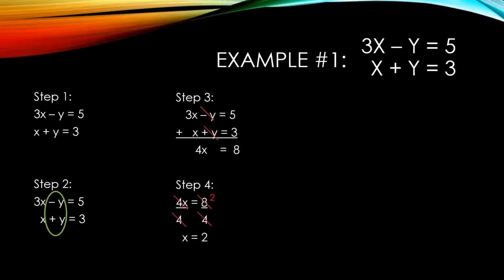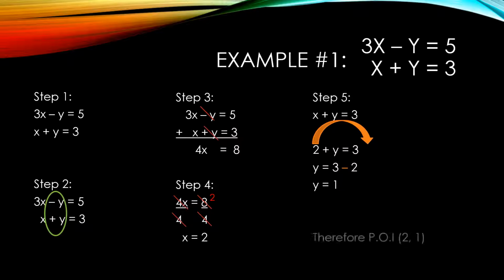Step number 5, finally, now that we know that x = 2, we're going to select one of the two equations. I'm selecting the second equation, x + y = 3, and instead of x, I'm going to replace it with 2. I'm going to move the 2 over to the right-hand side of the equal sign, and I'll have y = 3 - 2, which is y = 1. Therefore, our point of intersection, or where these two equations have the same x and y value, is at (2, 1).